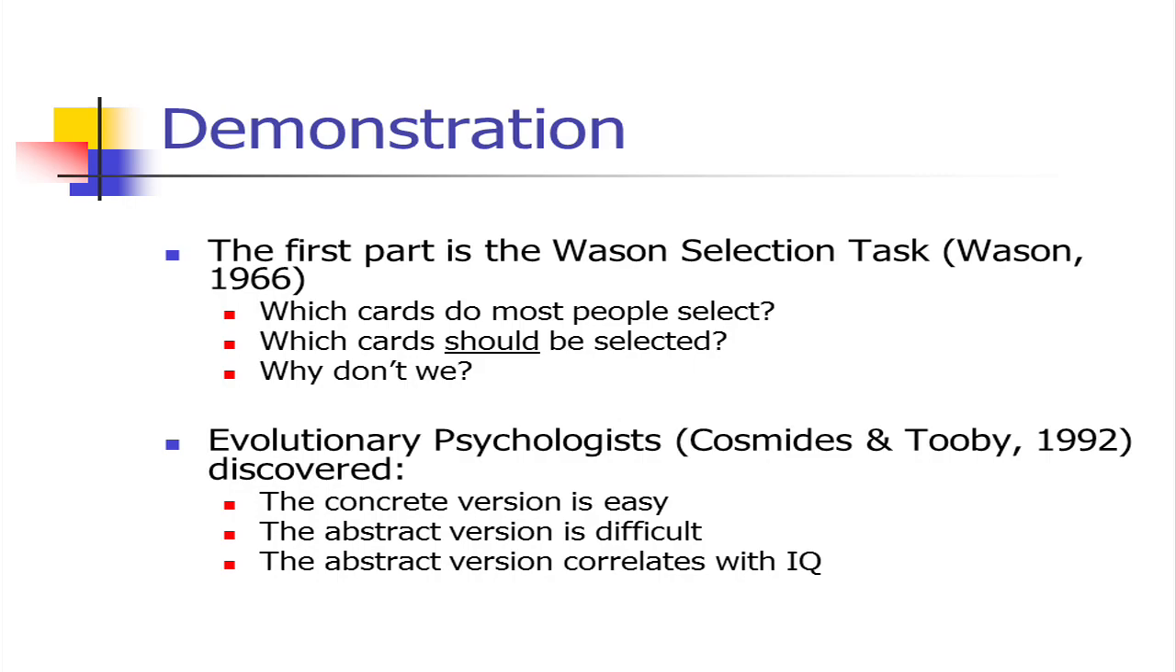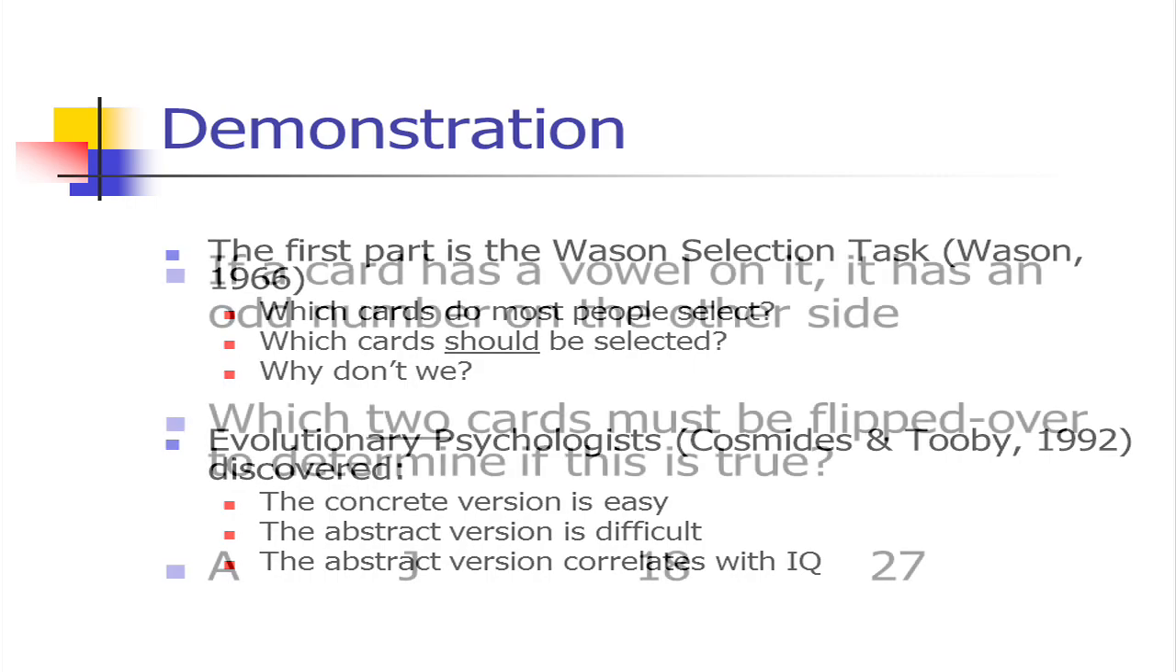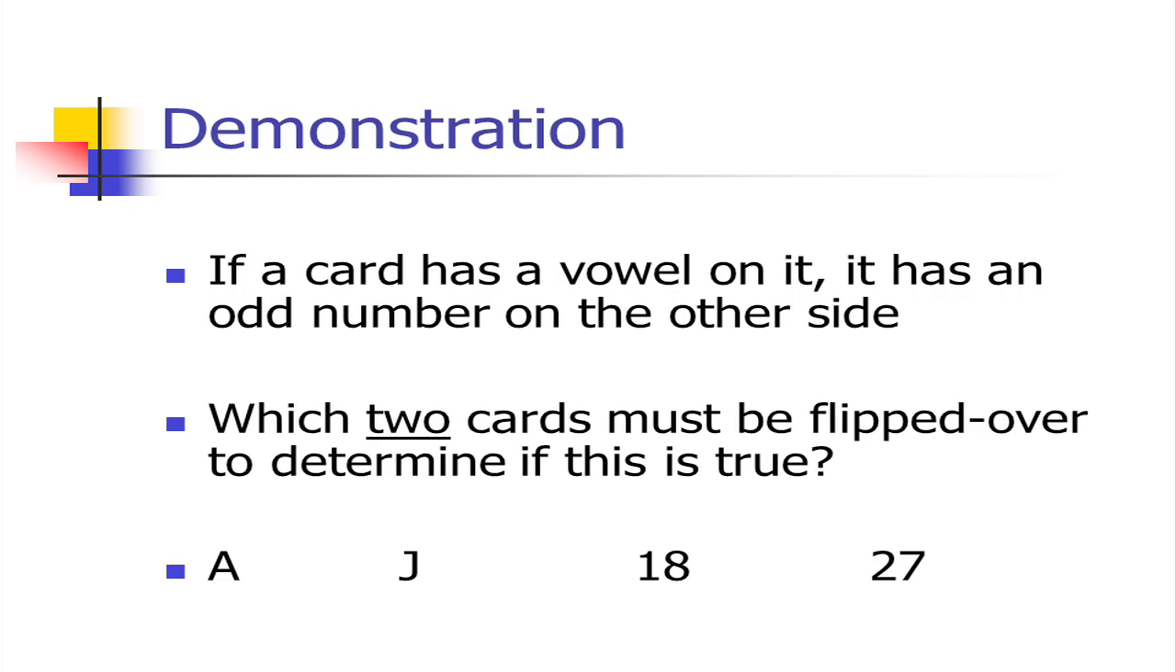Which cards do most people select? They select the vowel, right? So they select the A, and which other one do they tend to select? The odd number, right? So they tend to pick the vowel and the odd number, so they would pick the A and the 27.